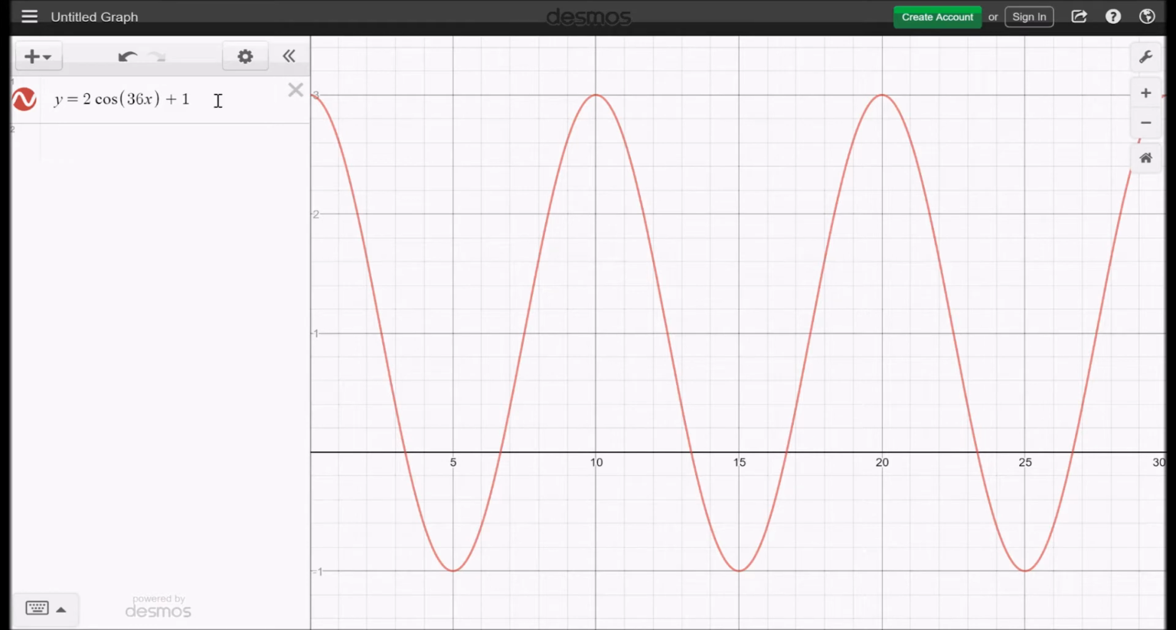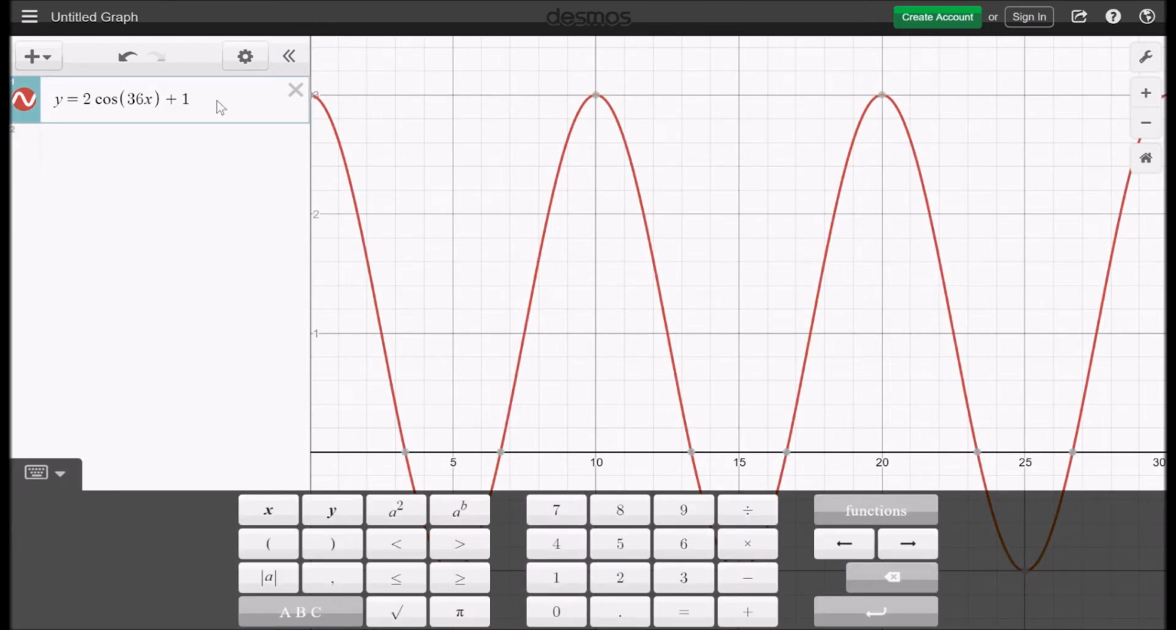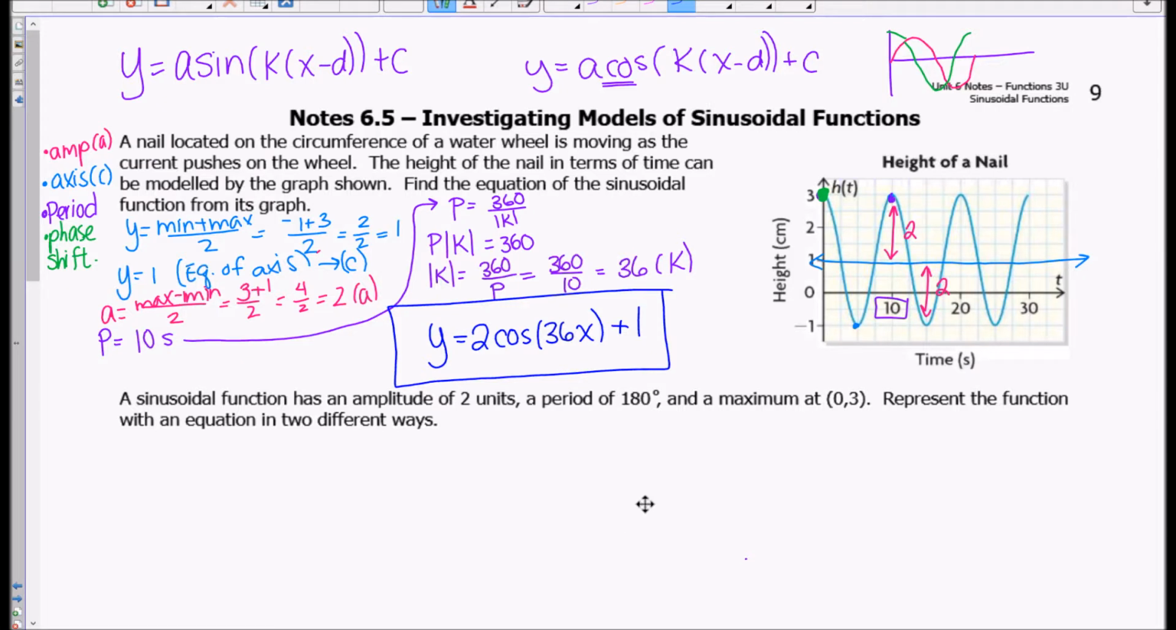Let's say instead I decided to use sine instead of cosine. So if you notice right here, sine always starts at the midway point at the axis, and it starts increasing. So this is where our sine curve would start right here, which means that it has a phase shift of 7.5 to the right. So I can also say that an equation would be 2 times the cosine of 36 times x minus 7.5 in brackets plus 1. Okay, so let's go, sorry, I didn't mean to say cosine, I meant to say sine.